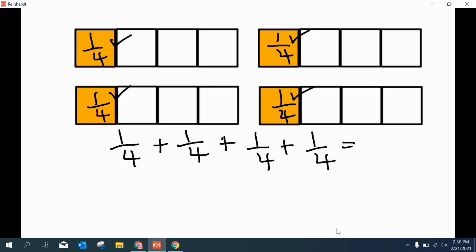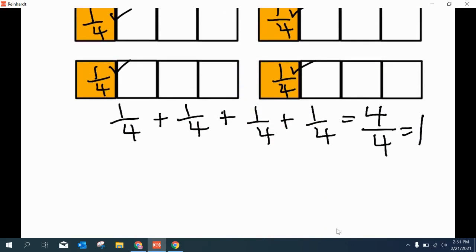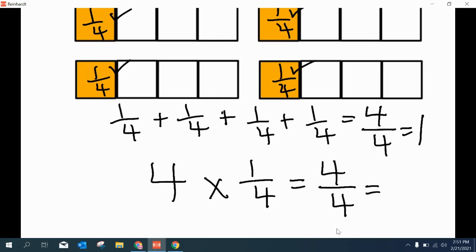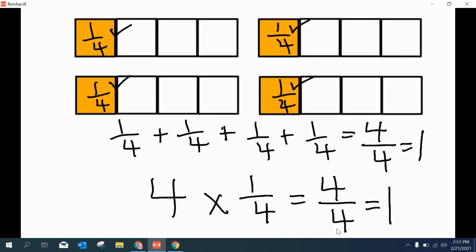Now I'm going to add them up. 1/4 plus 1/4 is 2/4. 2/4 plus 1/4 is 3/4. 3/4 plus 1/4 is 4/4. And we all know that we can't leave it like that as 4/4, because 4/4 is the same as the number 1. What we wrote up here, 4 times 1/4, is the same as this repeated addition problem. So the whole number 4 times 1/4 equals 4/4, because we just counted it up, which also equals 1. So we did it as a repeated addition problem and as a multiplication problem. At the end, I'm going to show you a trick for multiplication, but I want to make sure you understand what it is before we do any tricks.